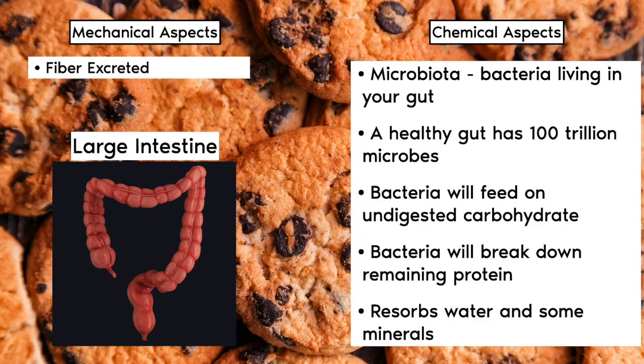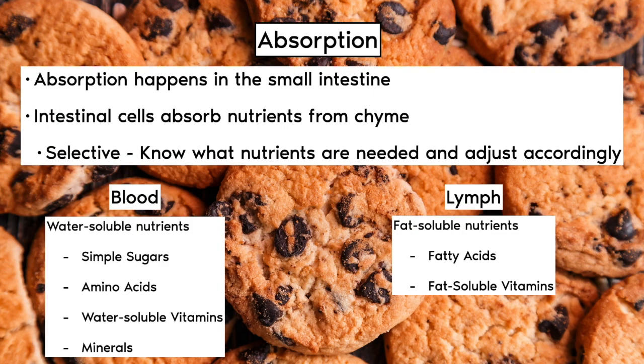And the small intestine is really well suited for absorption. The intestinal cells are going to absorb all the nutrients from the chyme that the stomach has created, and the small intestine is also selective, so it knows what nutrients are needed and it can adjust accordingly. So if it knows that you have an iron deficiency, it'll make sure to absorb as much iron as possible, for example. The small intestine has 250 square feet of surface area. That's so much surface area for absorption.